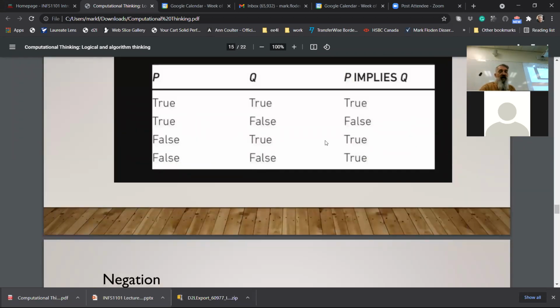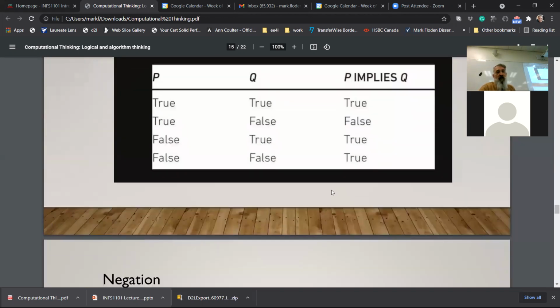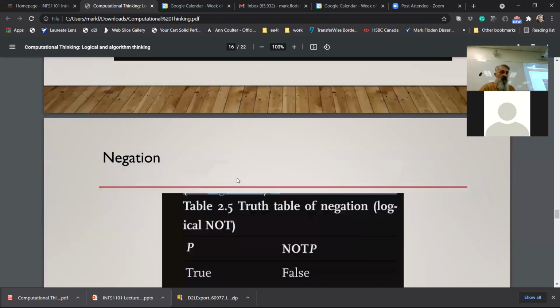The idea here is that if this and this, then that. So that's not going to work in that case. It only works if these and this are the same, then that. That's the implies. If P is false, then it implies that Q is false.